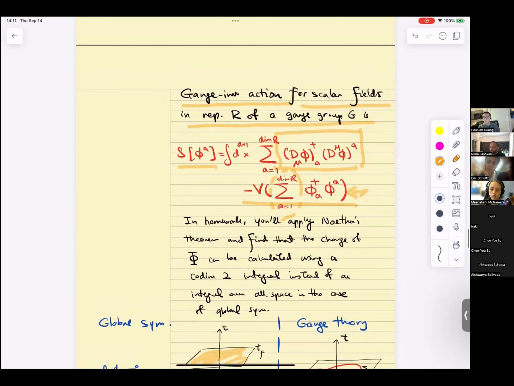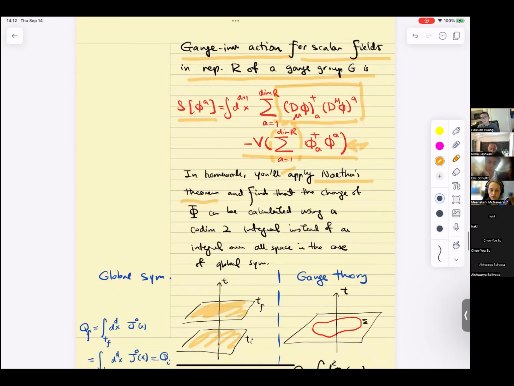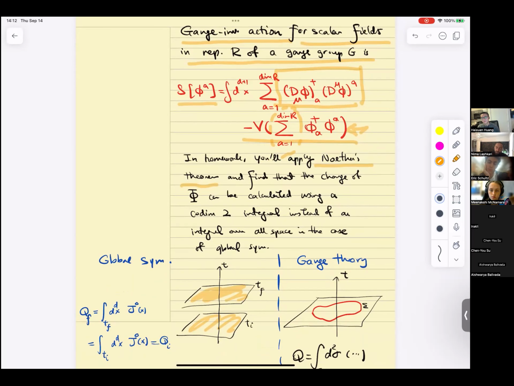So in your homework, originally I wanted to have it as a discussion in the course, but I decided to push it to the homework. You will apply Noether's theorem to gauge theories, to local symmetries, and you will discover something funky. So I'm just going to tell you what you're going to discover, but in your homework, you're going to work it out. The content of this is actually Noether's second theorem.